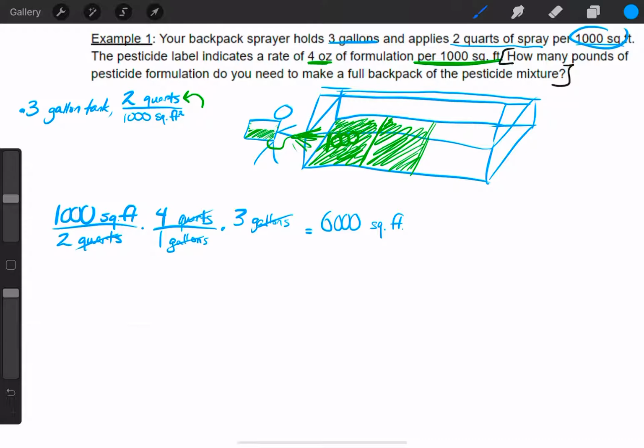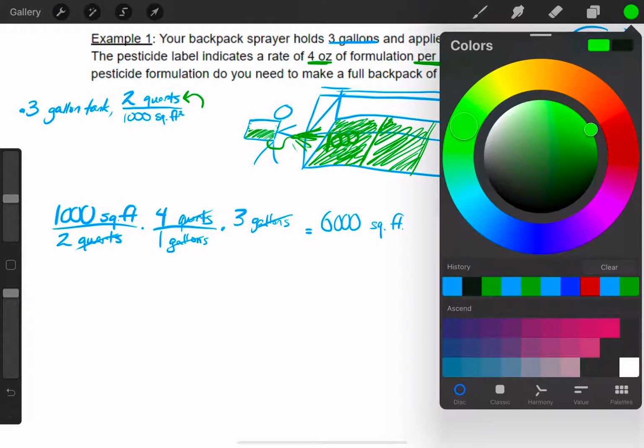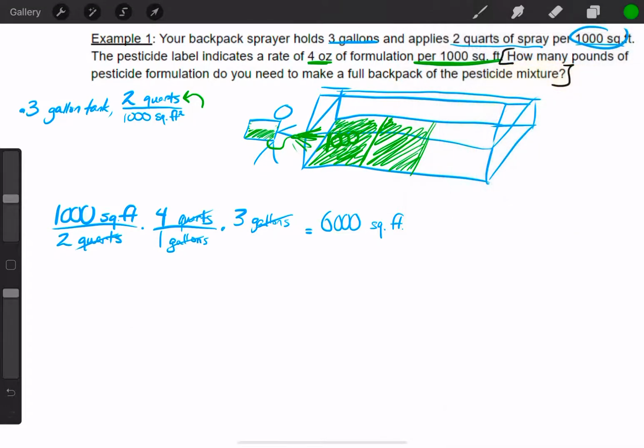But remember I said that both of our given pieces of information shared this 1,000 square feet number, and we haven't used the pesticide label information. In fact, we haven't used the pesticide label information, and that label information includes square feet and ounces. Well, we have square feet right here, and that's a rate. So let's multiply that rate.